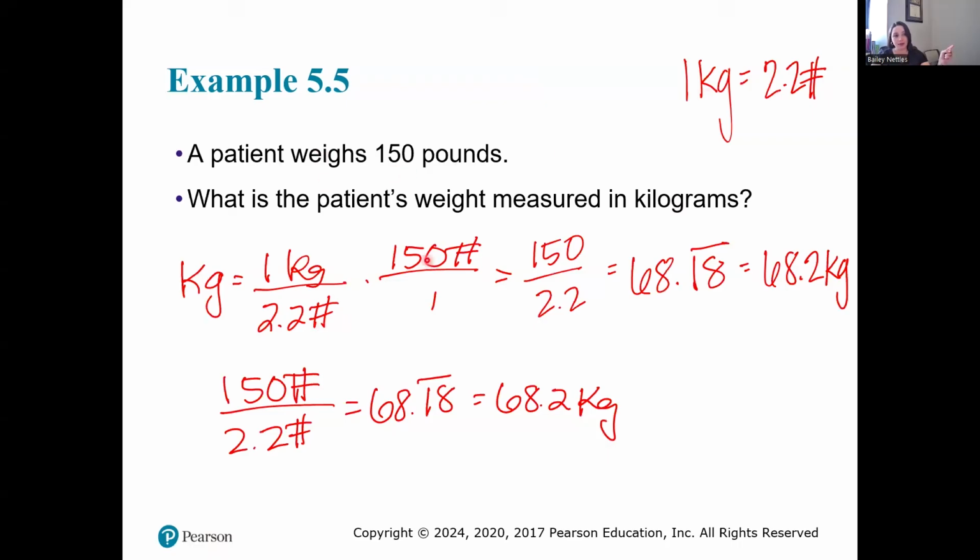I have pounds because whatever I do at the bottom, I got at the top. 150 pounds over 1. My pounds cross out. 150 times 1 is 150. 2.2 times 1 is 2.2. 150 divided by 2.2 is 68.18 repeating. Remember that sign? So there's an unspoken rule that if the answer is asking for kilograms and it doesn't tell you what to do, you round to the nearest tenths. Don't worry about it because yours is going to tell you what to do. 68.2 kilograms.